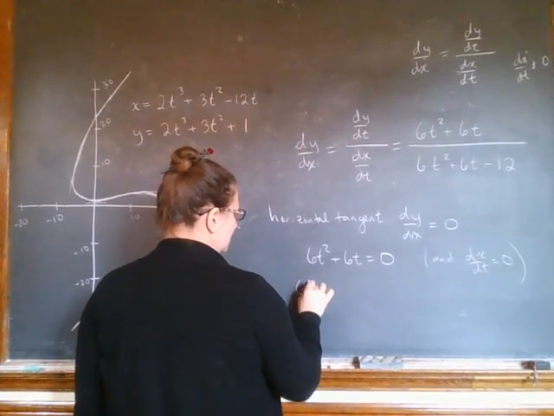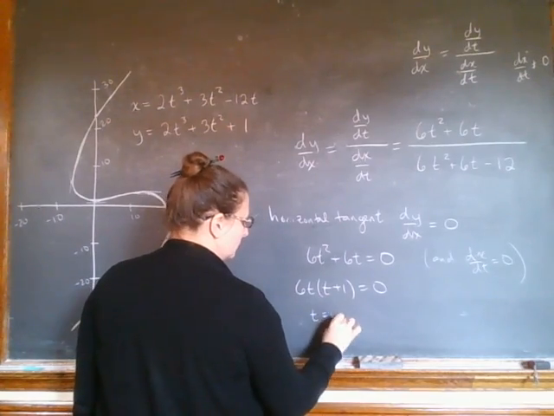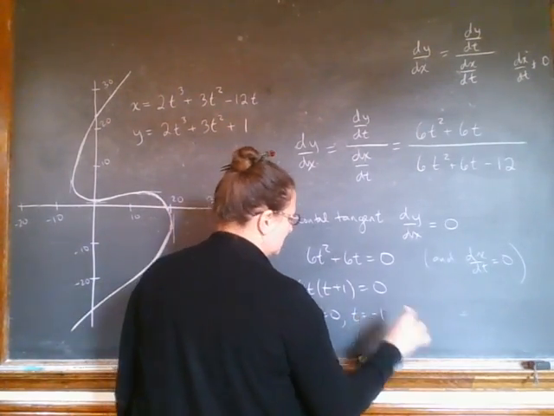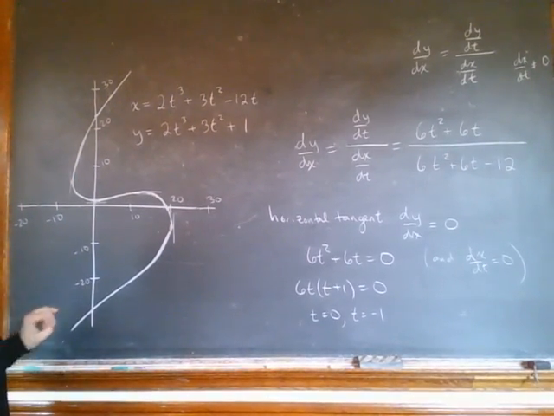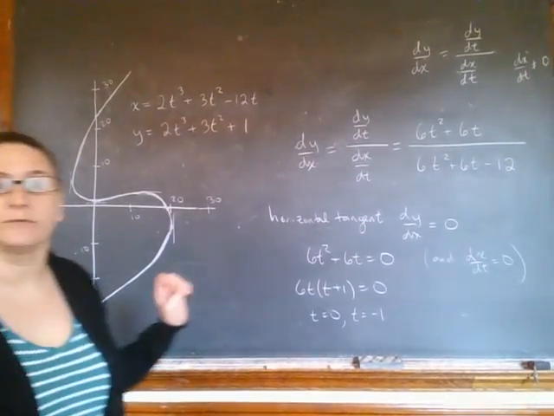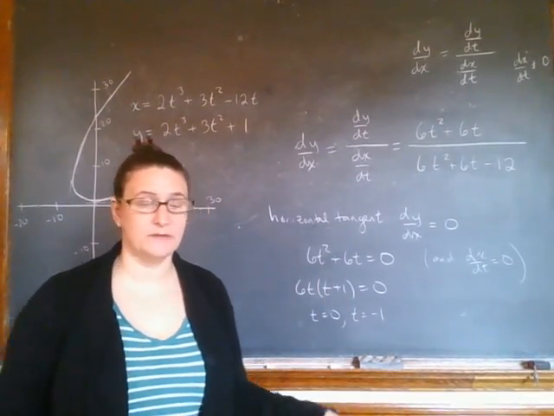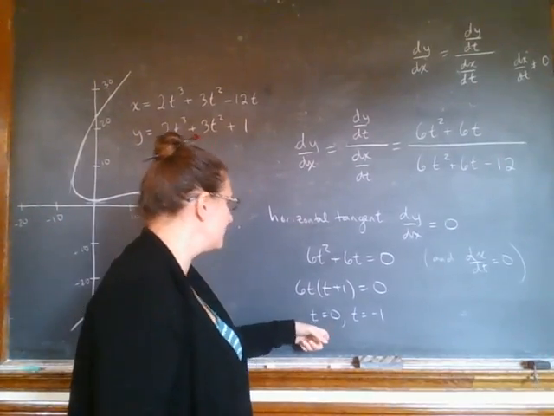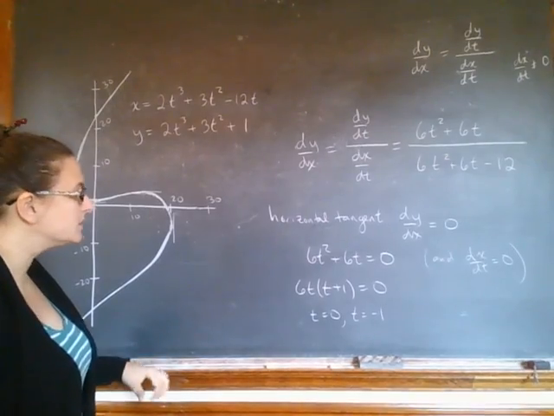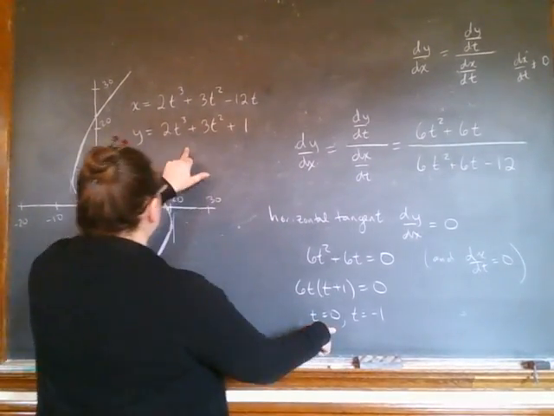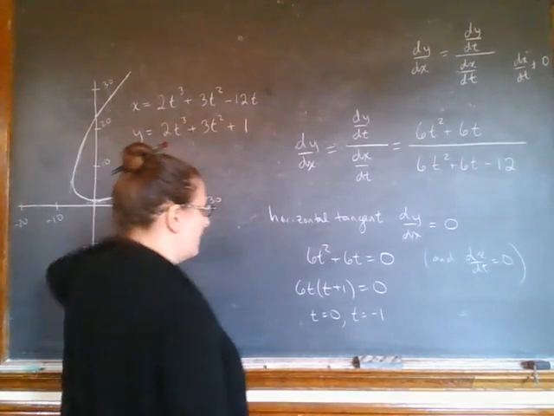So let's solve for those possible t's. I'll take out the 6t here, and then I got t plus 1. So that looks like t equals 0, and t equals negative 1. So that's fine. Really what we want, though, they'll always be asking you for the coordinates of the points, meaning they want the xy coordinate of the point. So even though we found the value of the parameter that gives us these 2 points, we also have to find the xy coordinates. So we have to plug these numbers back into our original form so that we can find the points on the xy graph.